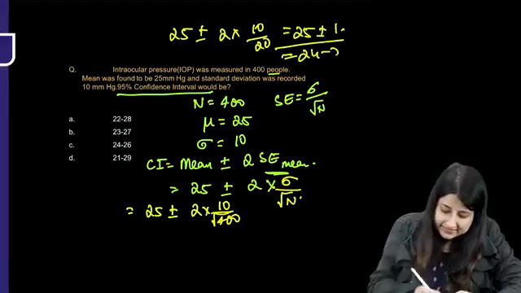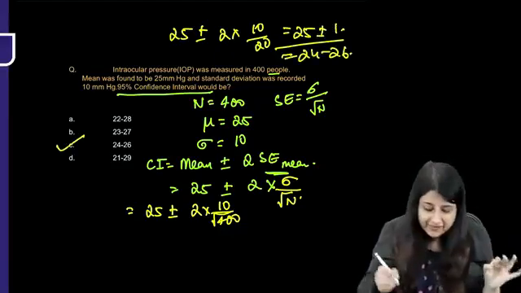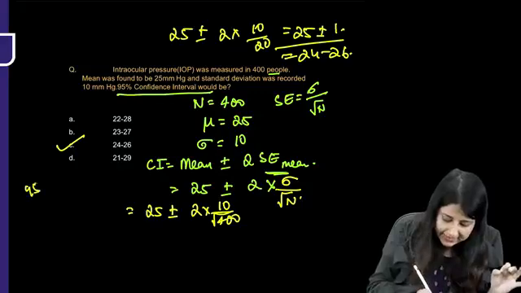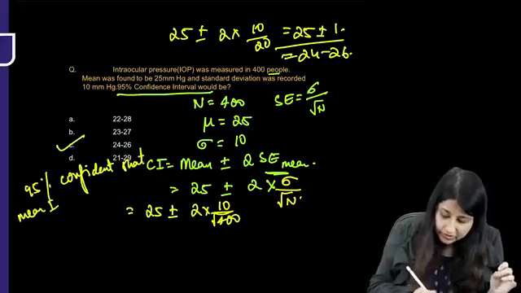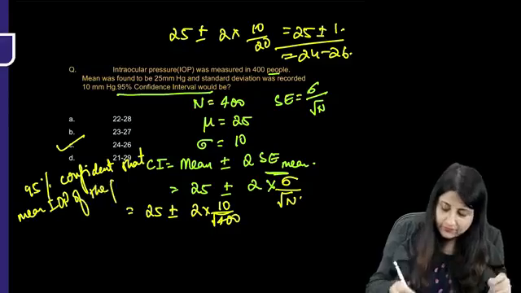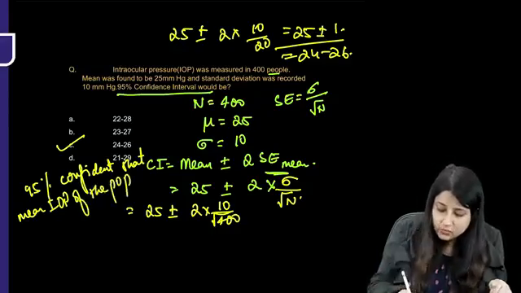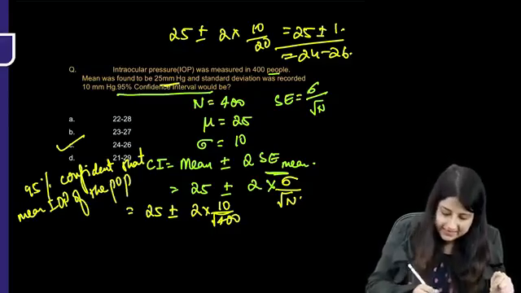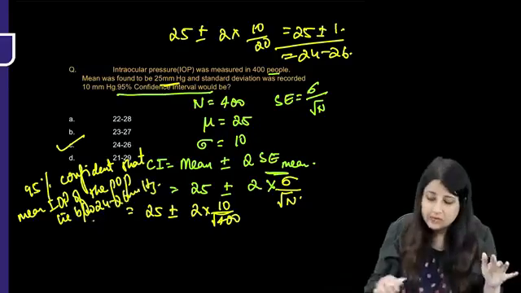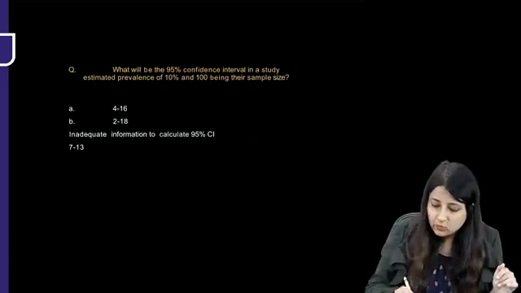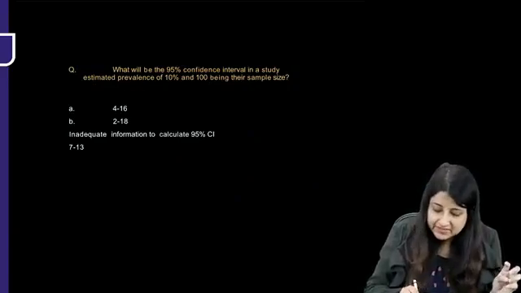So that is how much? 24 to 26. Yes. So I am 95% confident that the mean intraocular pressure of the population, which we have calculated using this sample mean, is going to lie between 24 to 26 mmHg. Got it, everybody? Okay. But in case the question comes, what is 95% confidence interval in a study?